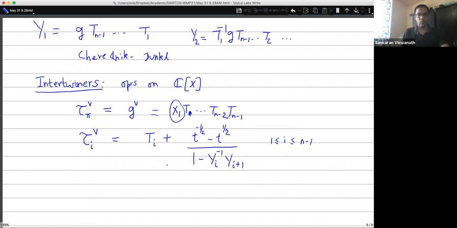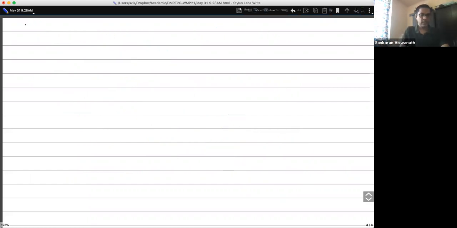Now, I wanted to mention a point which I neglected to mention last time, which is that I said these guys satisfy the braid relations. In other words, tau_{i+1} tau_i tau_{i+1} is the same as tau_i tau_{i+1} tau_i, and so on. So you can actually define an operator tau_w check for any element of the finite Weyl group. This is well defined because the braid relations are satisfied by the taus.